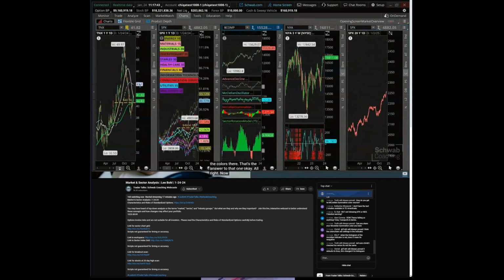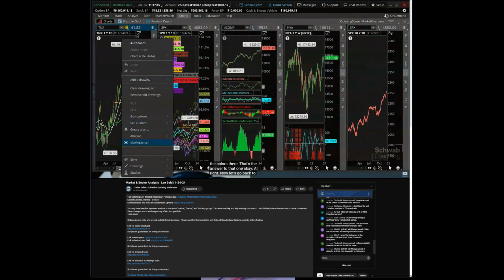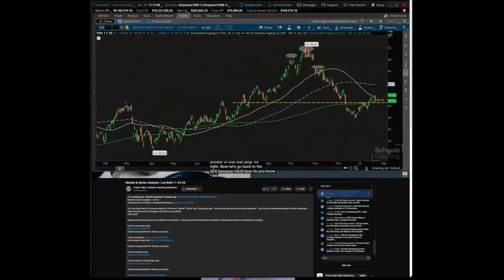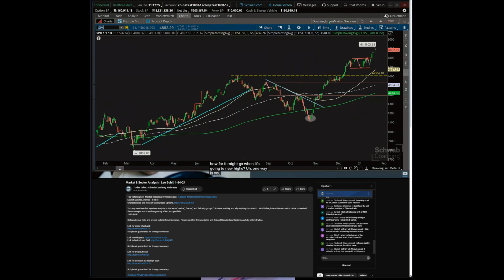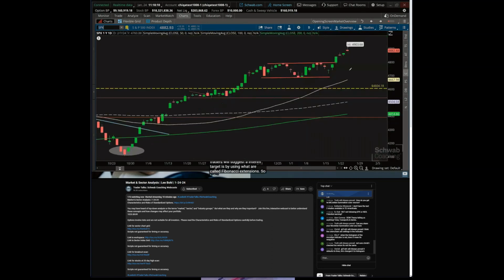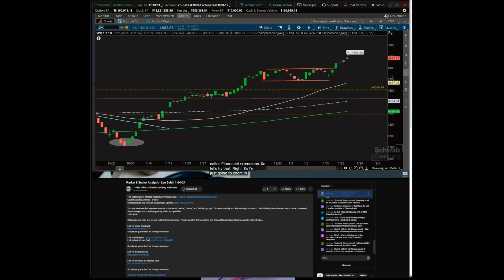Now let's go back to the SPX, because how do you know how far it might go when it's going to new highs? One way is, if it had been in a bit of a range like it is here, one way that some technical traders will suggest an interim target is by using what are called Fibonacci extensions. So let's try that. All right, so I'm just going to zoom in here, and I'm going to pull this down a little bit. And this is the last range it was in, so that's what we can use.